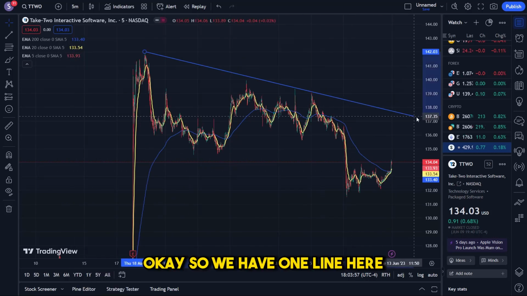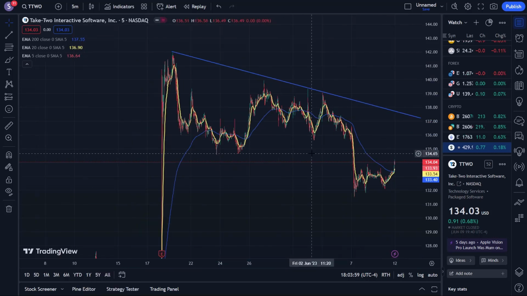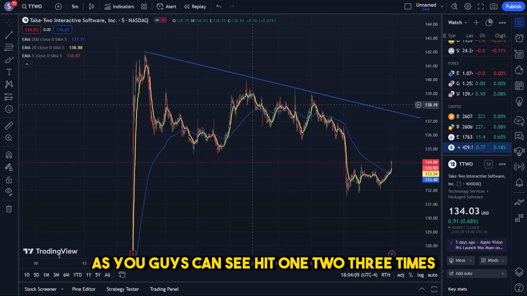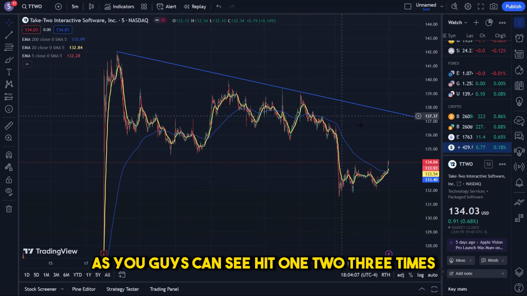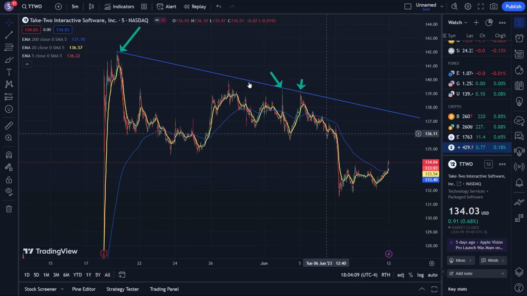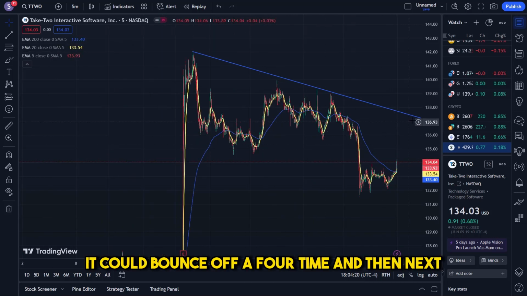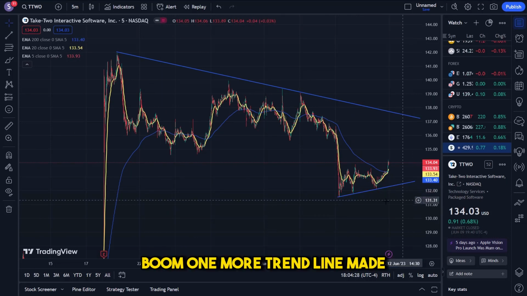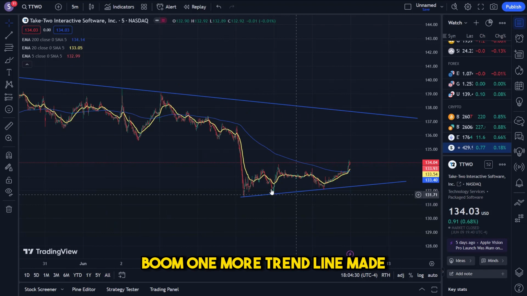Okay, so we have one line here. If it gaps up a lot, then this can be a good trend line. As you guys can see, it hit 1, 2, 3 times. It could bounce off 4 times. And then next, boom. One more trend line made.